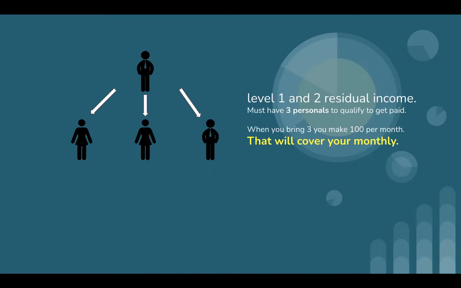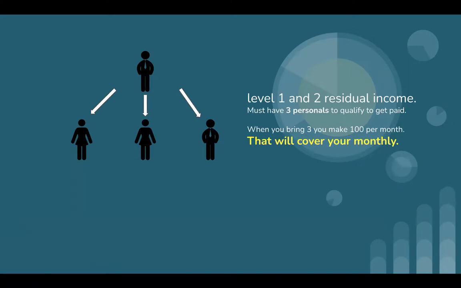When you get 2, you get your $30. When you get 3, you get your $30. You're qualified. We're still giving you the $30 fast start bonus. But to qualify to receive the residual income, you must have 3 personally sponsored people. Okay? Now, let's go to what the numbers are.